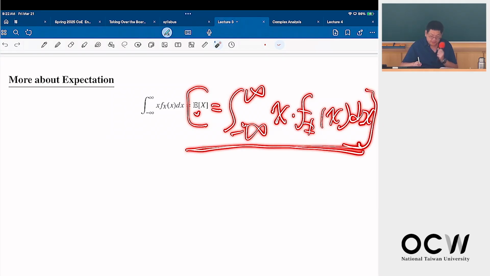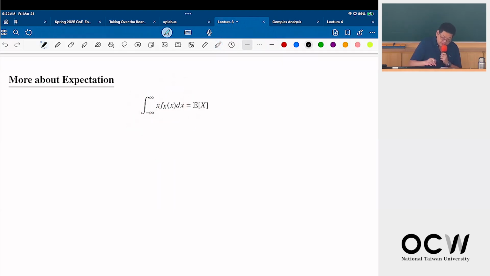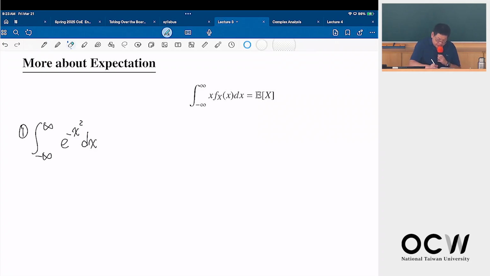But today, you will see it backward. If I have this integration, you need to know how to interpret it. Consider all possible outcomes times their corresponding weightings. That is the expectation. Okay, so first, let's do this integration. What is the integration of e to the minus x squared dx?